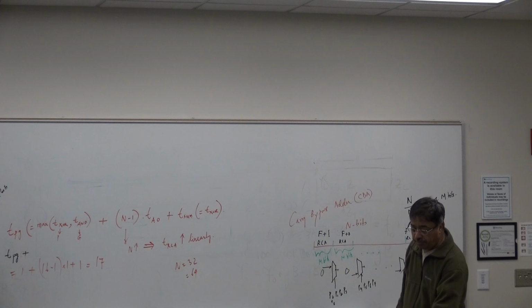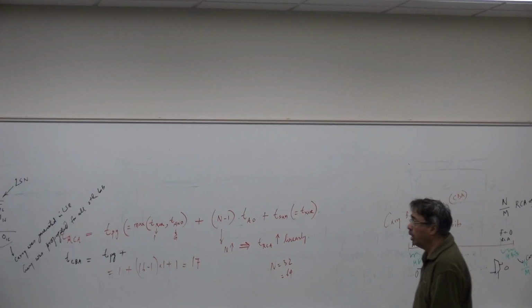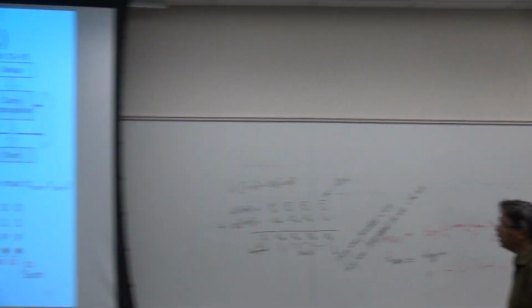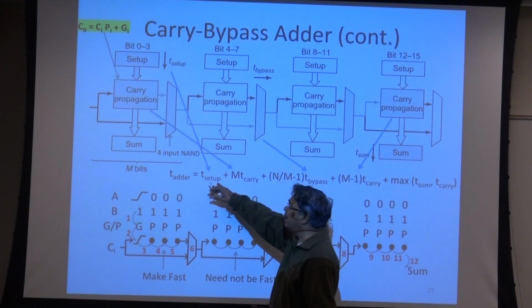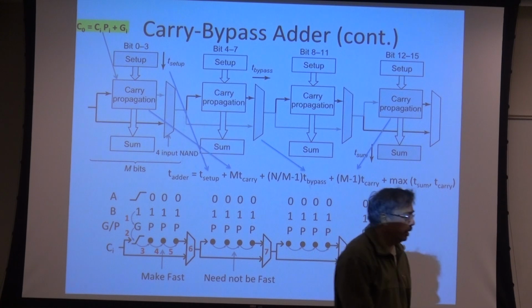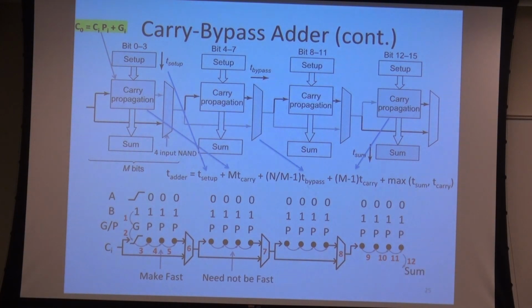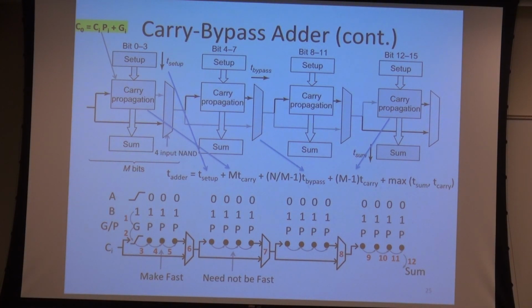Information on generation terms, which in your slide you'll see is written as a setup. Setup is basically the delay associated with the TPG, which is the maximum of T of XOR and T of AND.